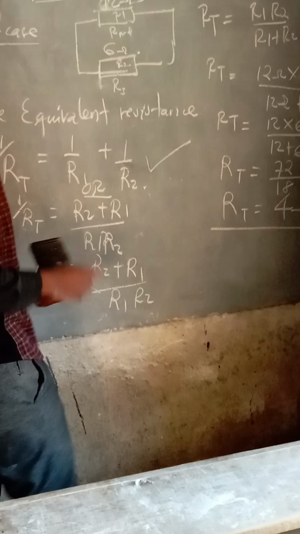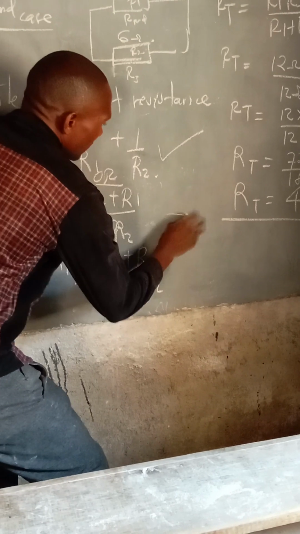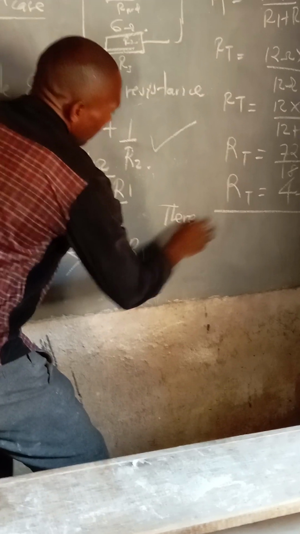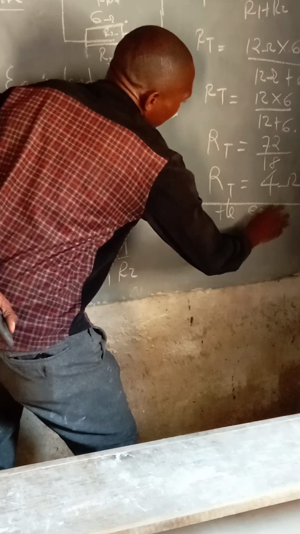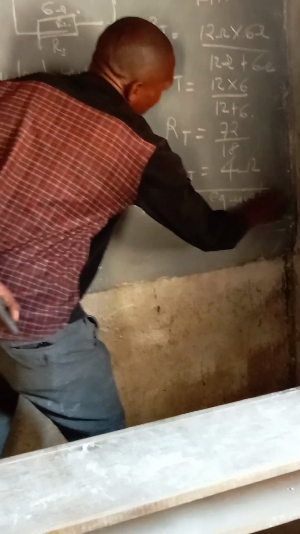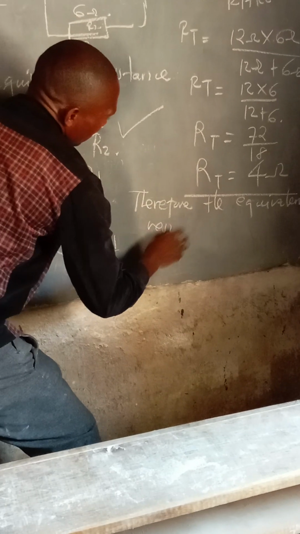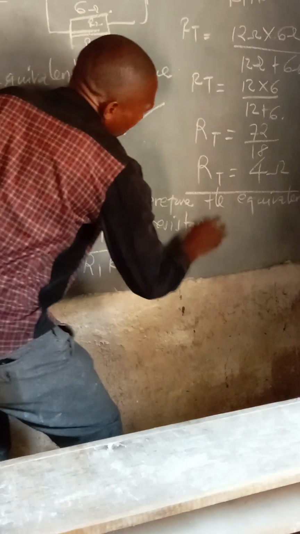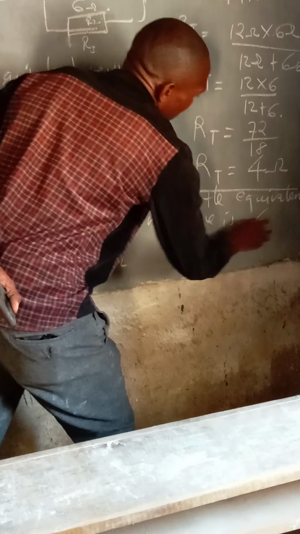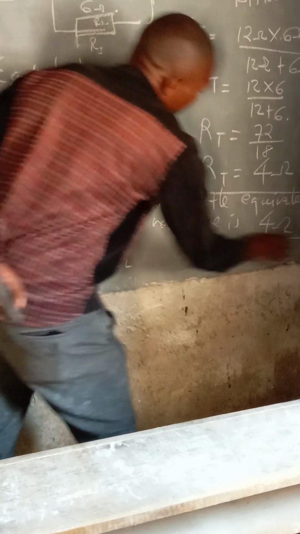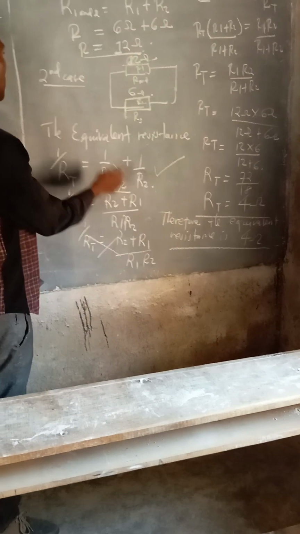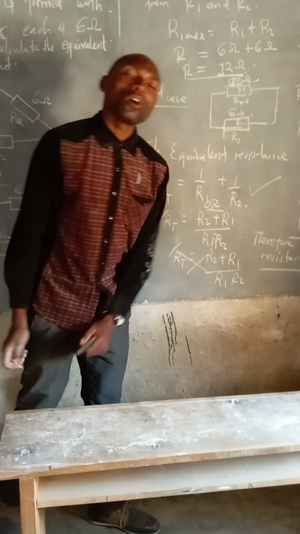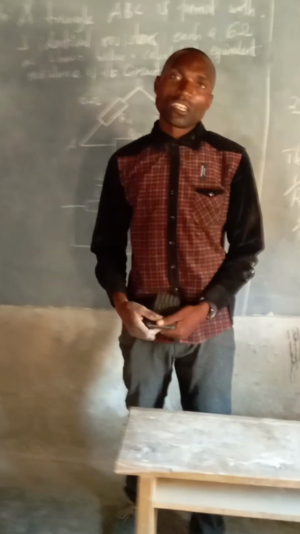And finally, therefore the equivalent resistance of this circuit is 4 ohms. The total resistance of the whole circuit is equal to 4 ohms. Thanks for watching this video.